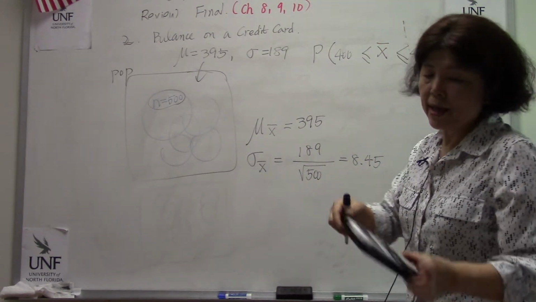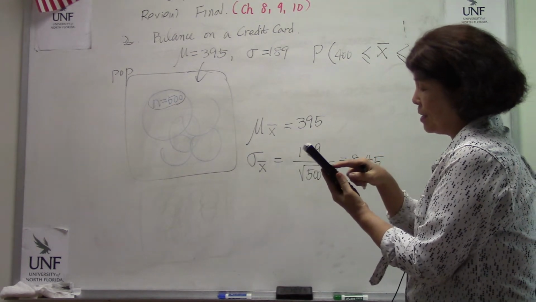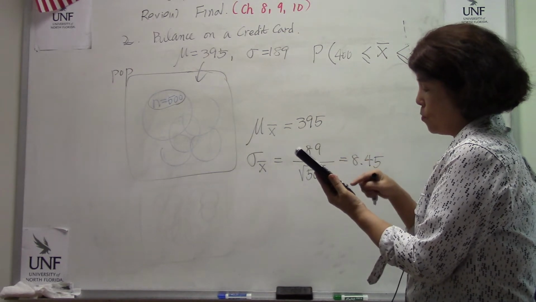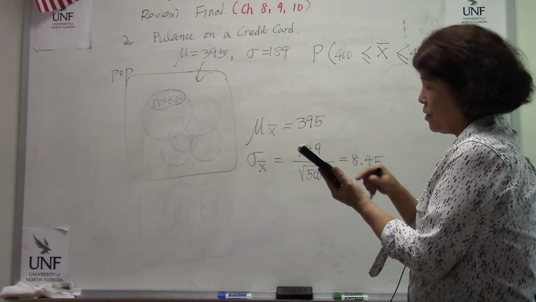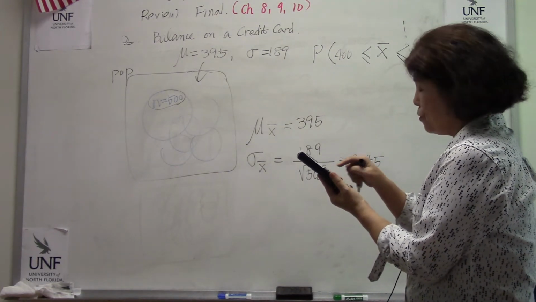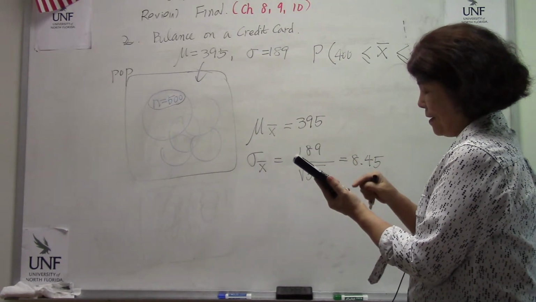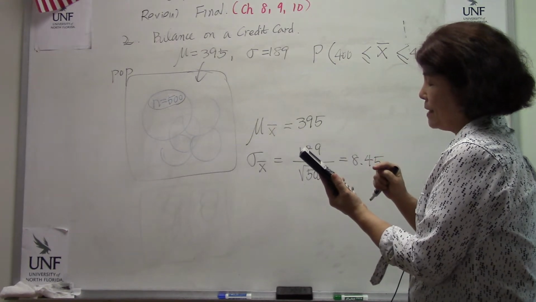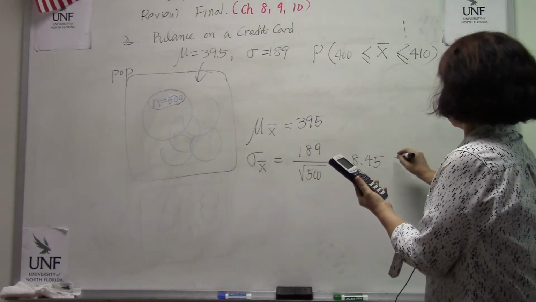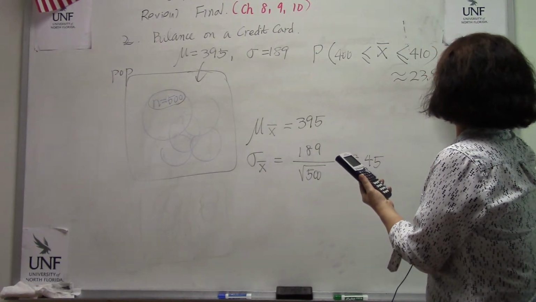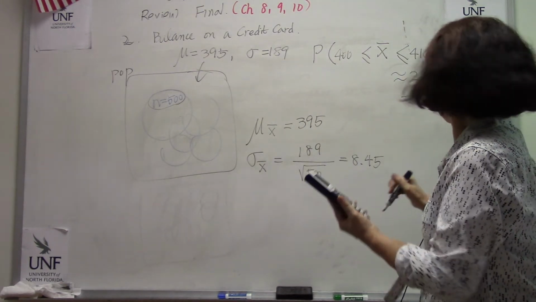Again, you are going to put it on a calculator. So second VARS, and then go to normal CDF. This time, lower number is 400, upper number is 410, and the mu is 395, and the sigma is 8.45. So that gives you 23.9%, or say 0.239. Okay.